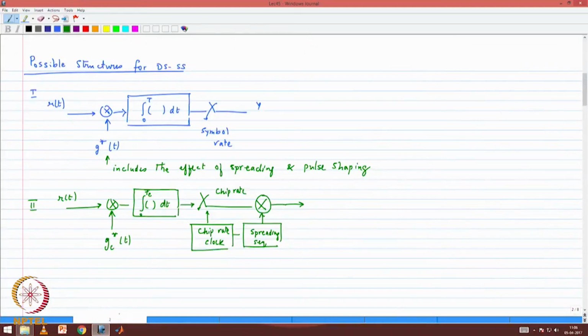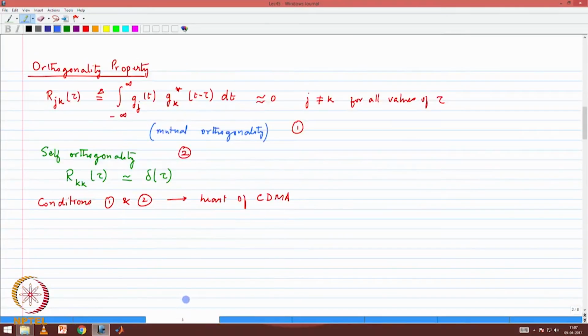The form of the receiver that we would like to work with is the chip matched filter, followed by the despreading operation, and of course, along with that, whatever additional processing that we would need to do. The two properties that are very important for us are mutual orthogonality, that makes me robust against other users' codes, and self-orthogonality, and both of these are necessary for us to build a CDMA system.